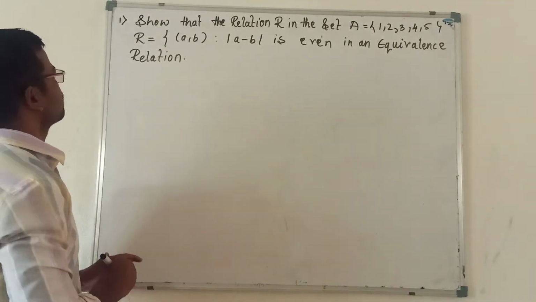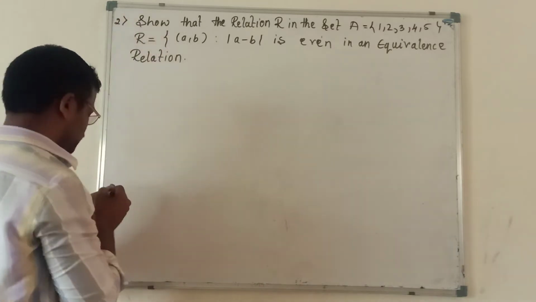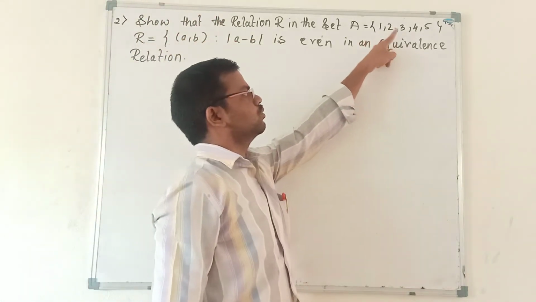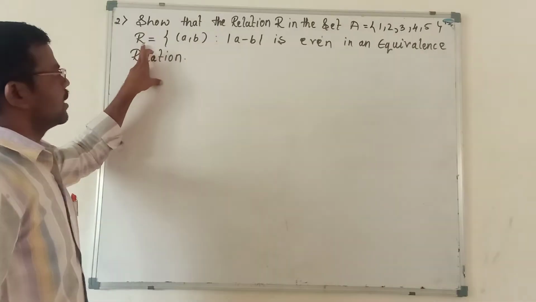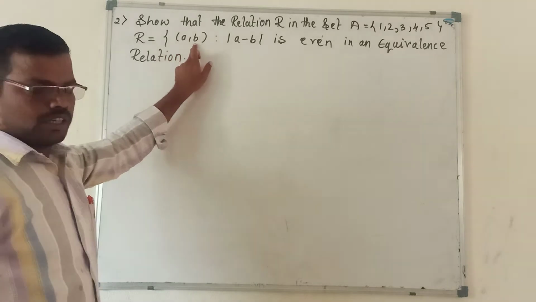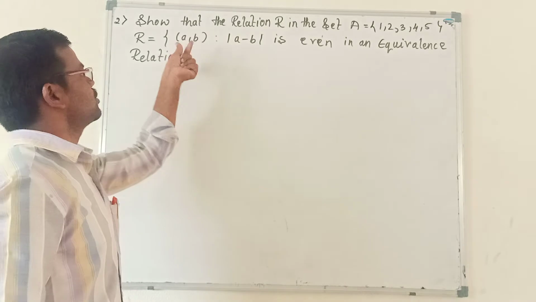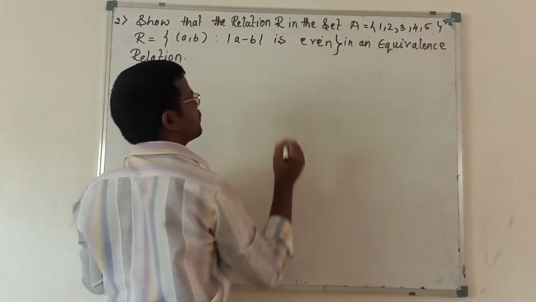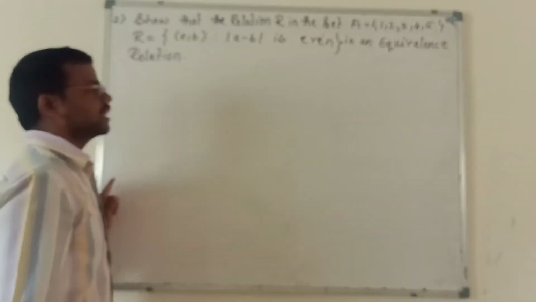So next problem, the second problem of today. Show that the relation R in the set A, where A is given as {1, 2, 3, 4, 5}, and the given relation is R = {(a, b)}, where the mod of the difference of these two numbers is even. We have to show it is an equivalence relation.